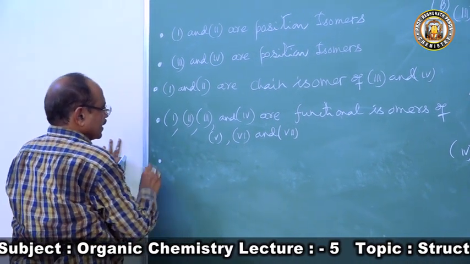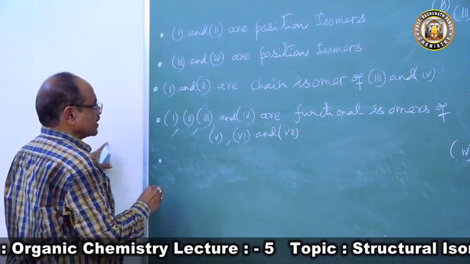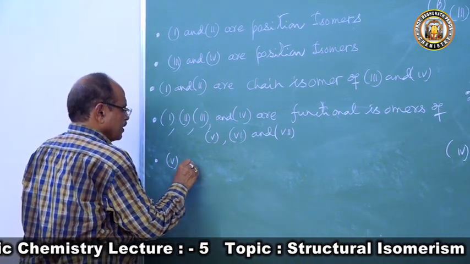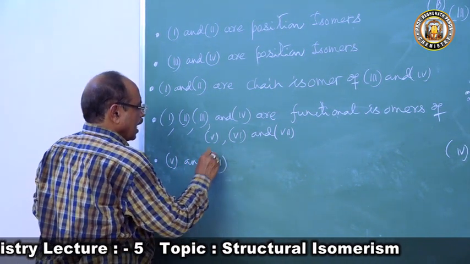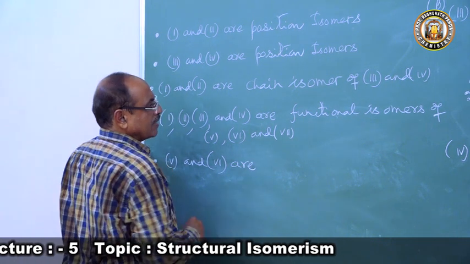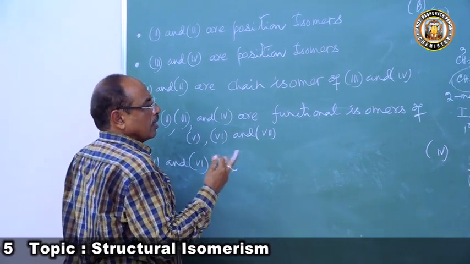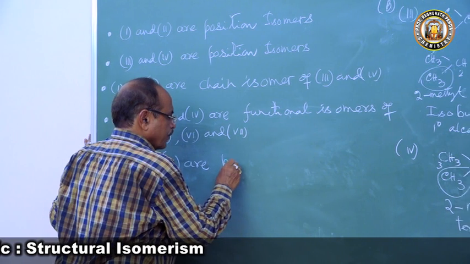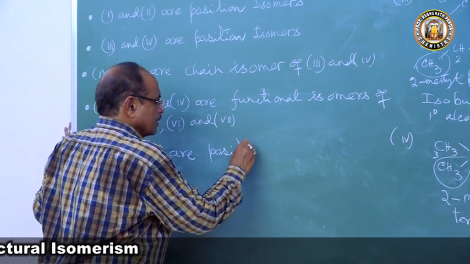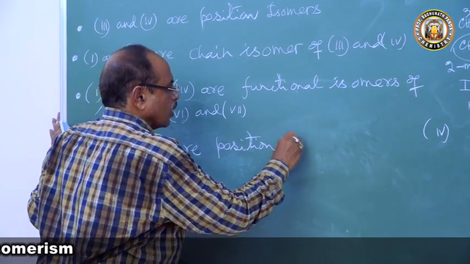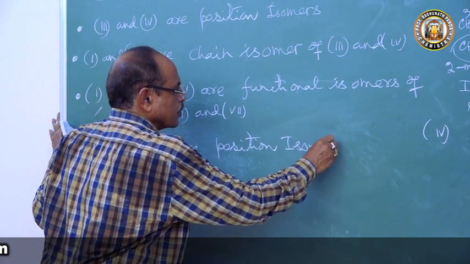Then another we are writing this as what? 5 and 6 are position isomers, because 1-methoxy, 2-methoxy, propane. So they are position isomers.